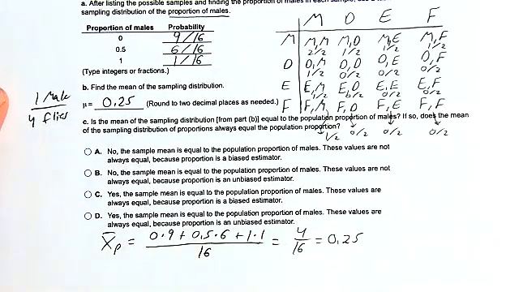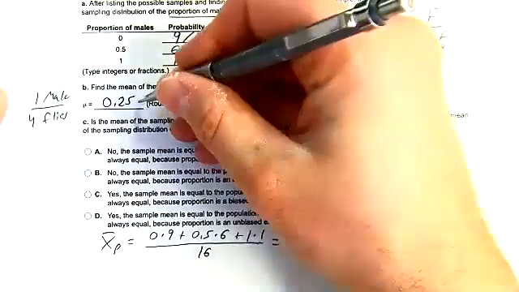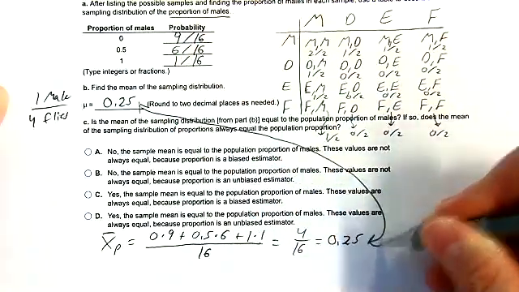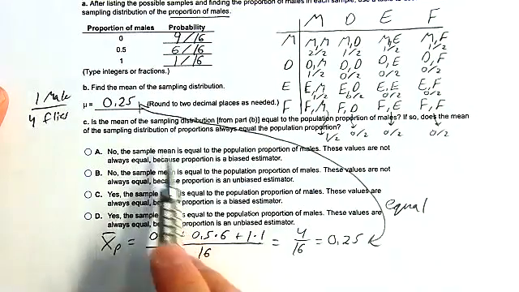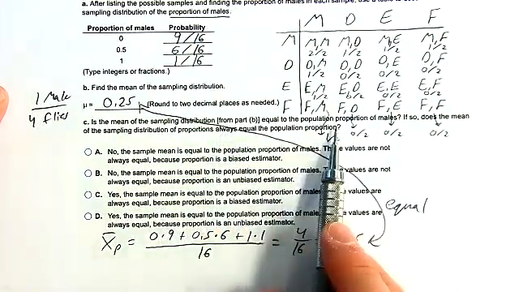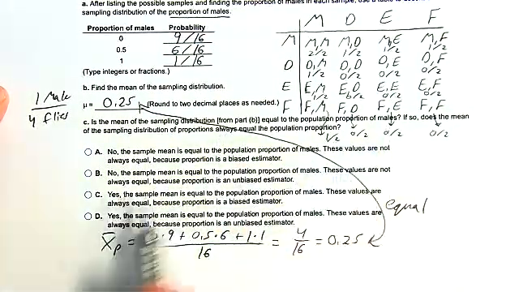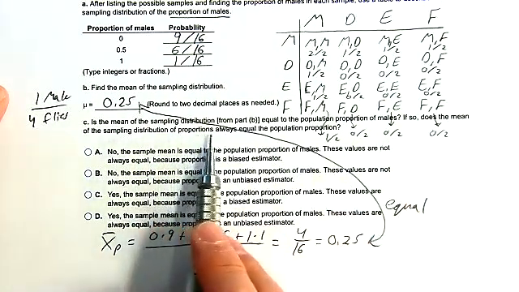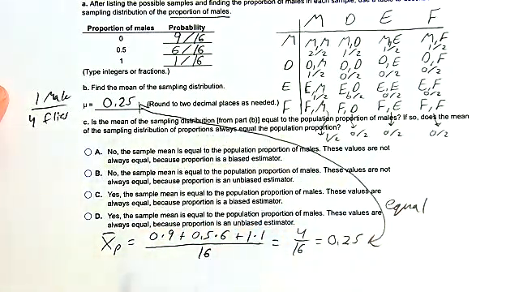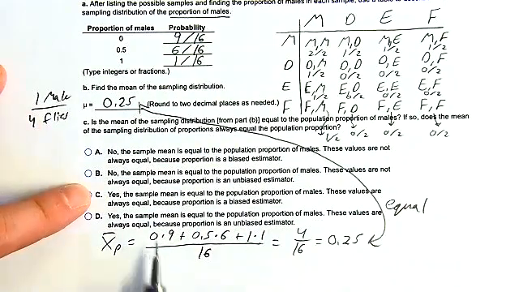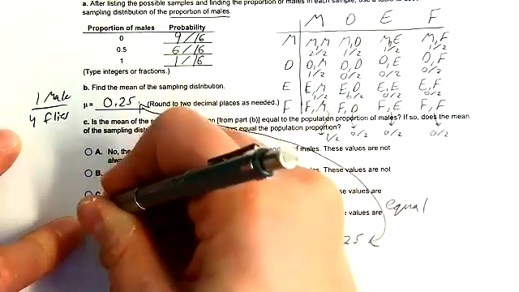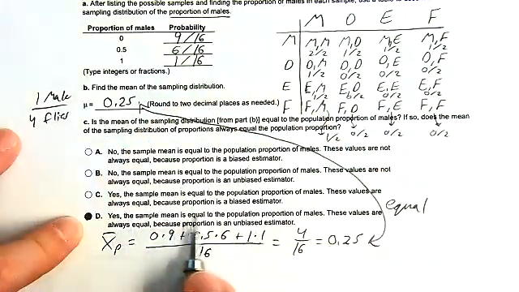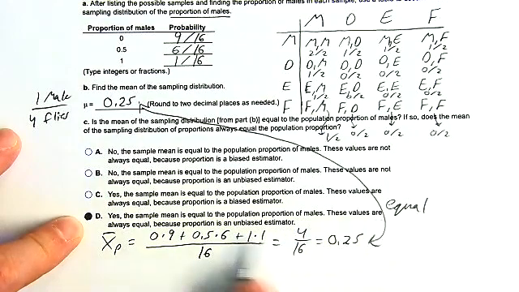And once again, just like the last problem, we see that these two numbers target each other. They're equal. So is the mean of the sampling distribution from part B equal to the proportion? Yes. If so, does the mean of the sampling distribution always equal the population proportion? We should get yes here, double yeses. So the answer is D. Yes, the sample mean is equal to the population proportion of males. These values are always equal because proportion is an unbiased estimator.